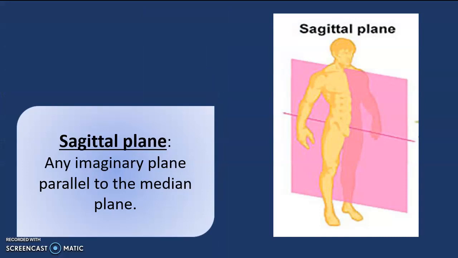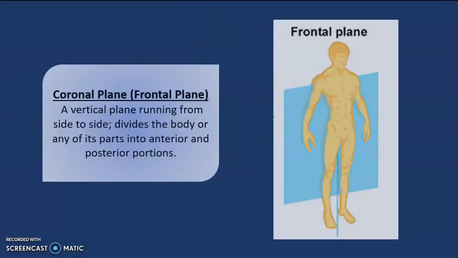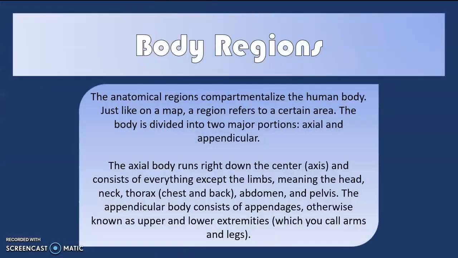Starting with the sagittal, any image plane parallel to the medial plane. Horizontal, transverse plane, any plane that divides the body into superior and inferior parts, roughly perpendicular to the spine. Coronal plane, frontal plane, a vertical plane running from side to side, divides the body or any of its parts into anterior and posterior portions.